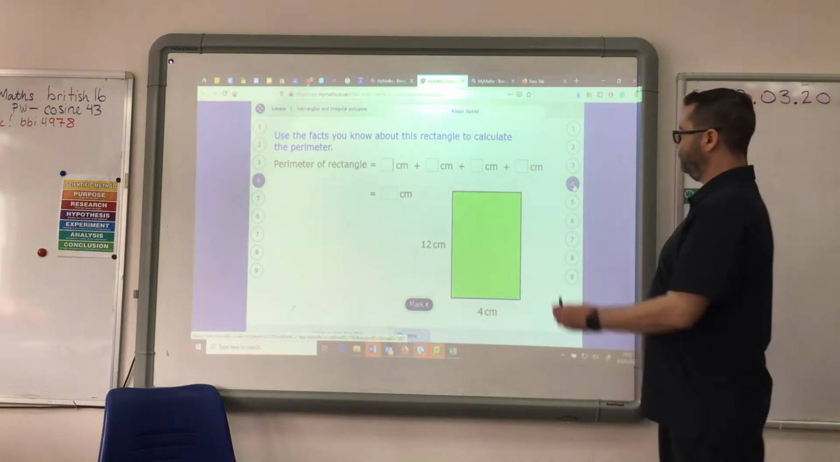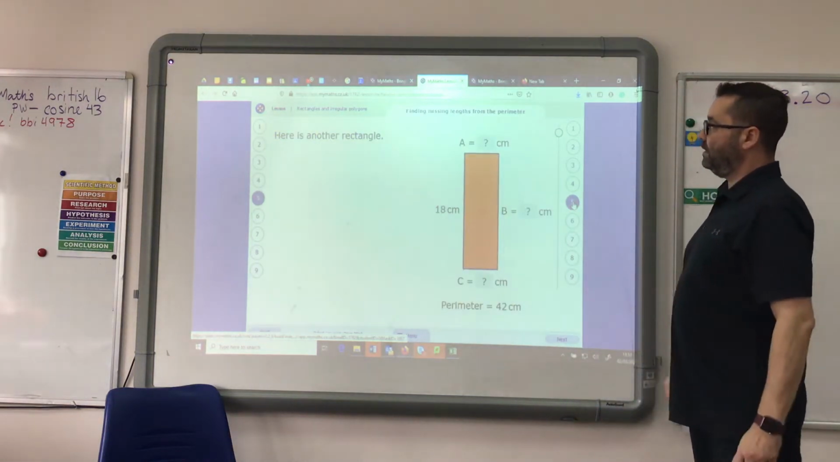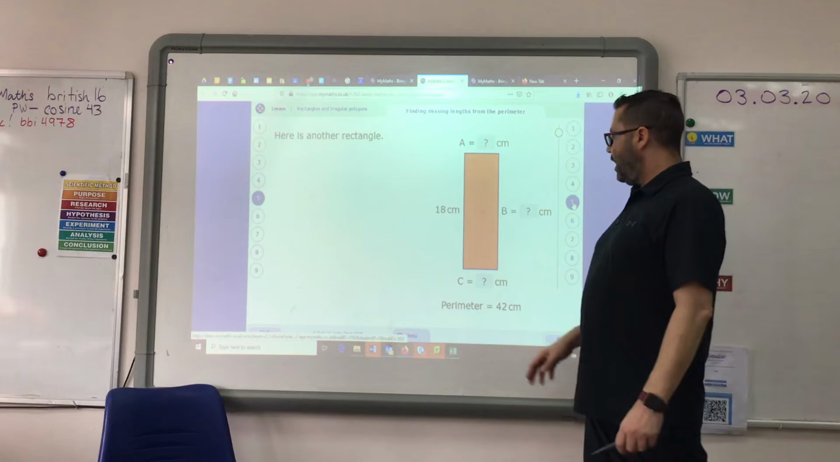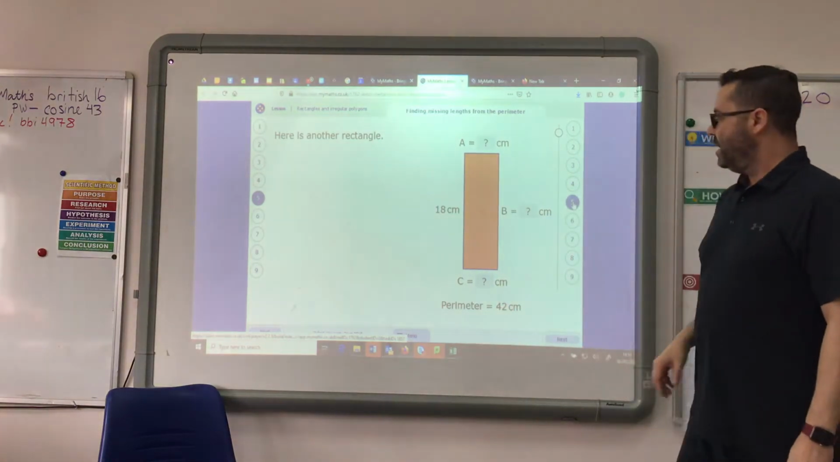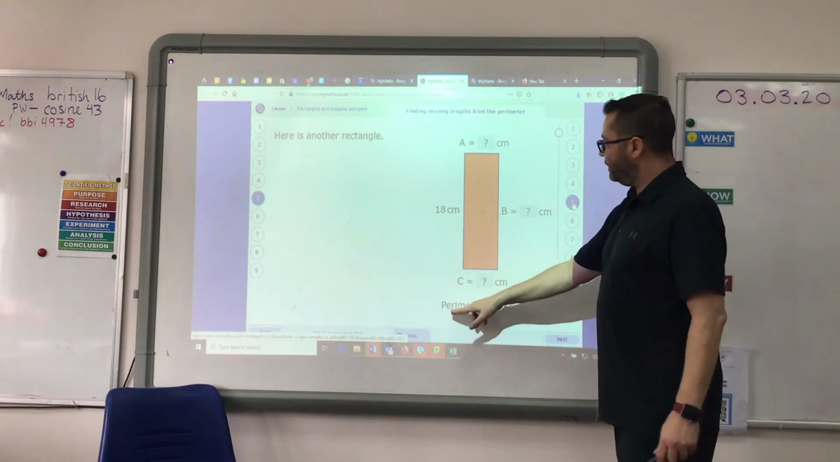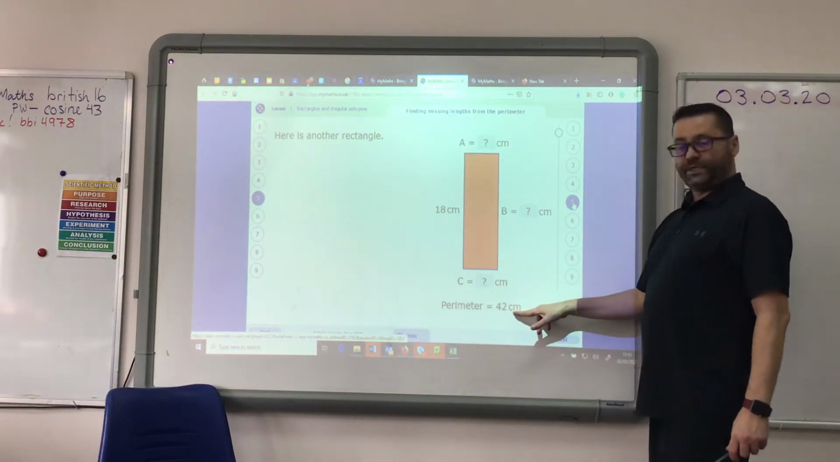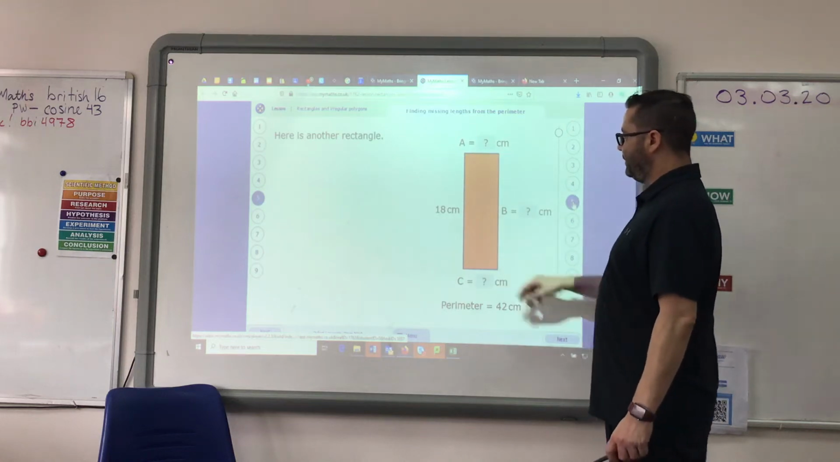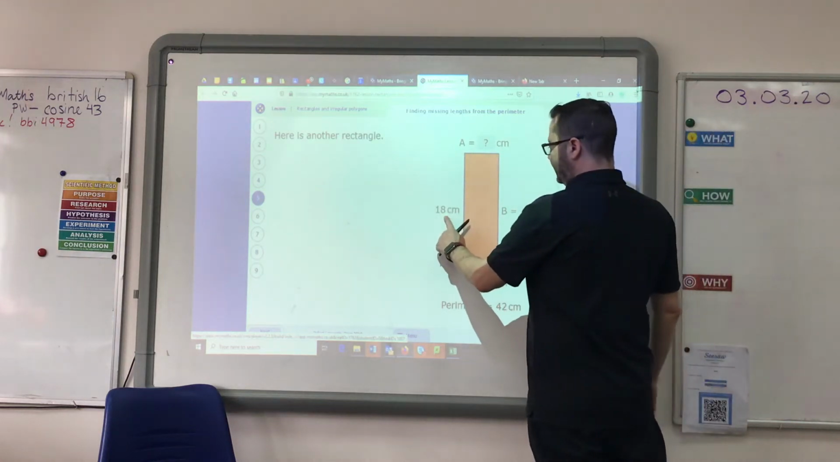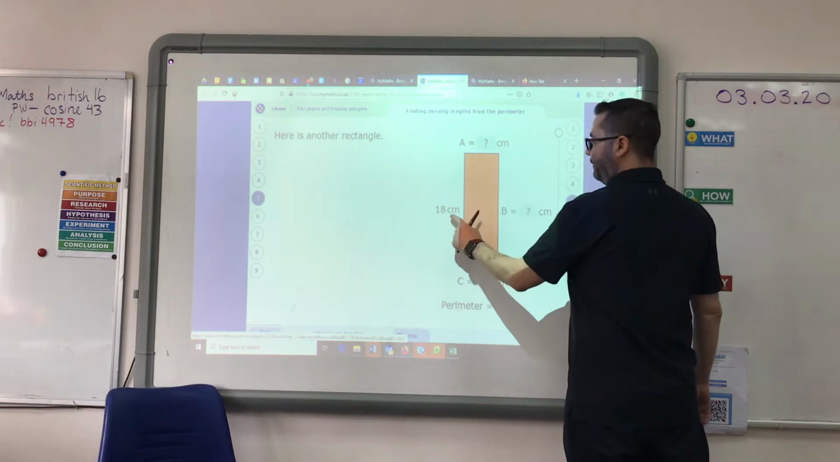Okay, here's another go at it. We have to reverse engineer this one. So we know it tells us here that this is 42 centimeters, which is the perimeter. All the way around is 42 centimeters. Well, that's 18 centimeters. Then if that's 18 centimeters, what would that be?